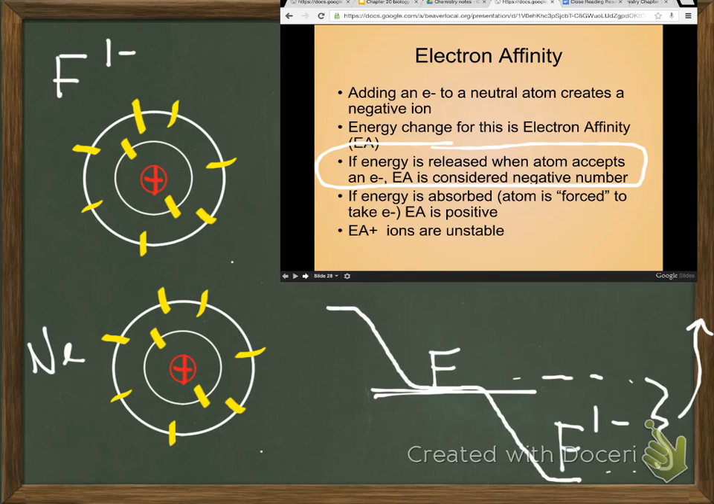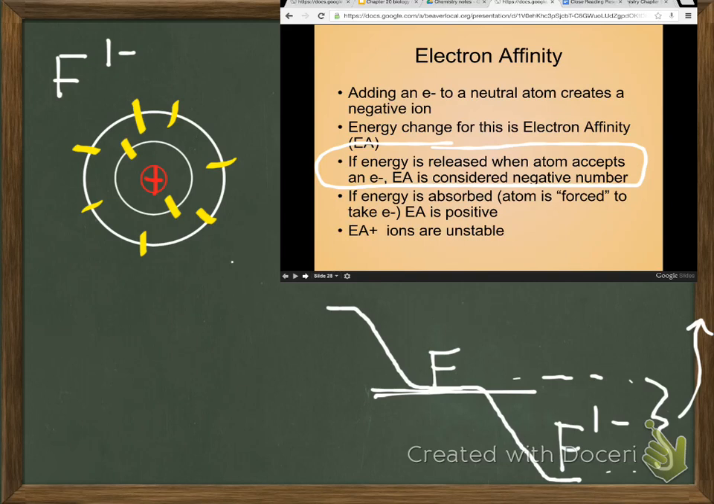Now, what if we have a positive electron affinity? If we take a substance, and I'm going to get rid of my neon here, let's imagine sodium. And sodium, of course, has got one valence electron. It wants to get rid of it. Could you force an electron onto sodium? Well, possibly. But let's draw what this looks like from an energy perspective.